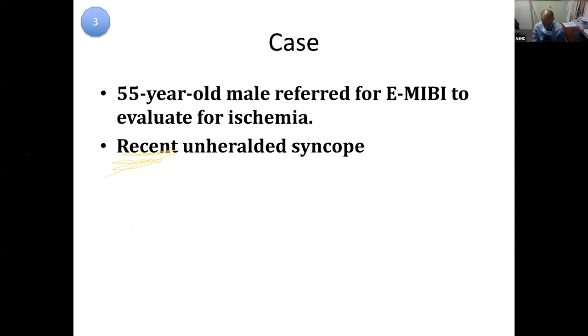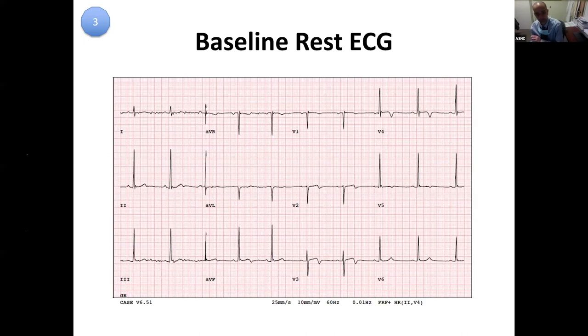Left bundle branch block is actually a finding that does not allow us to correctly interpret EKG findings during an exercise stress test. This is a case of a 55-year-old male referred for an exercise test to evaluate for ischemia, in the context of a recent unheralded syncope. This is the baseline EKG tracing in this patient at rest. As you can see, there is non-specific T-wave inversion in lead 3 and V4 and flattening in V5, but otherwise a sinus rhythm without conduction abnormalities.